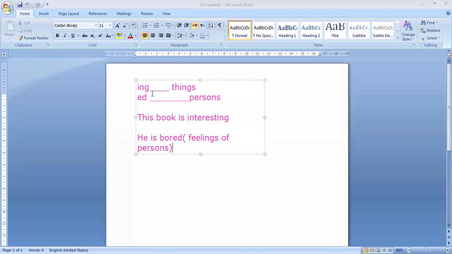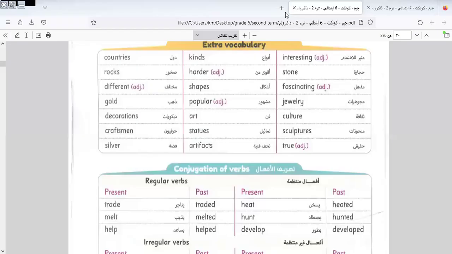So here we have adjectives in the ing form, and this is the ed form for a person. Okay. Now we know the difference between the ing form adjective and the ed form adjective. Let's go to the rest of the unit today.